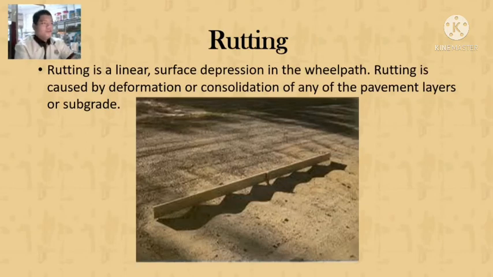Rutting is a linear, surface depression in the wheel path. Rutting is caused by deformation and consolidation of any of the pavement layers or subgrade. It is caused by insufficient pavement thickness, lack of compaction, and weak asphalt mixture.